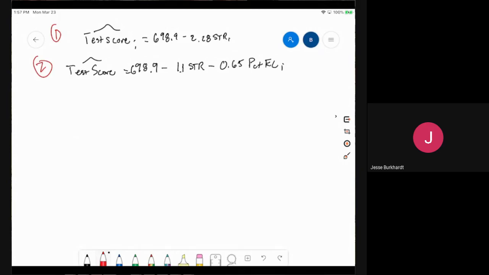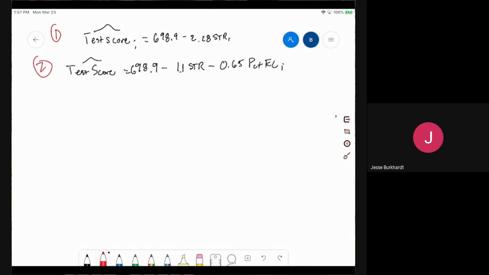Regression 1 has only one regressor, student-teacher ratios. Regression 2 has two regressors, student-teacher ratios and percent EL. We're going to call PCTEL the percent of English language learners in the school district. So what can we learn from estimating these two models? Suppose these are the two outputs from the models. The first one is the single regressor case. The second is the two regressor case.